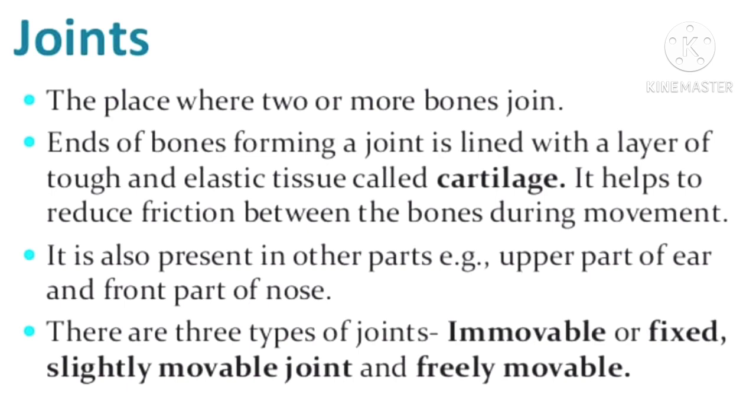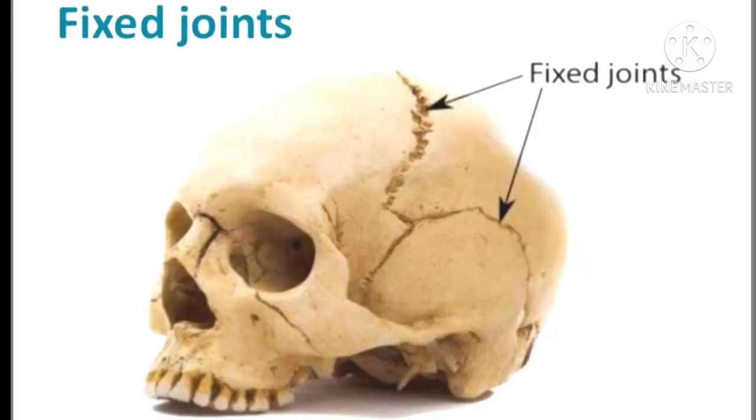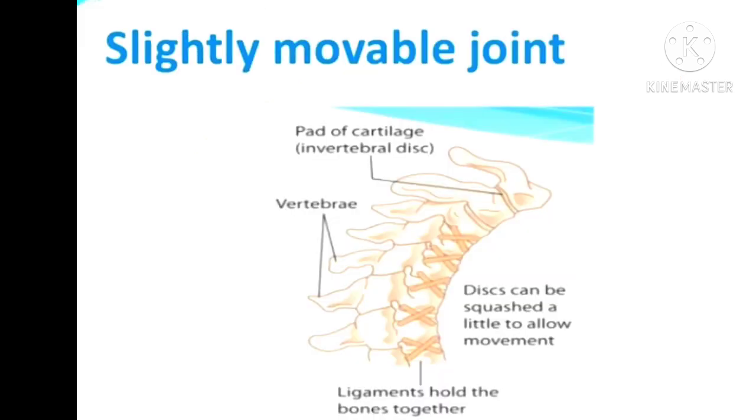There are three types of joints: immovable or fixed joint, slightly movable joint, and freely movable joint. As the name suggests, one by one we will study the joints. Number one is fixed joint. As you all are seeing, these are present in the skull. You can see, class, if you touch your head, you will feel that it is made up of so many bones, but all the bones are joined together. So this is the example of a fixed joint.